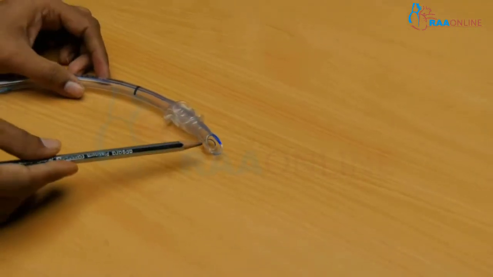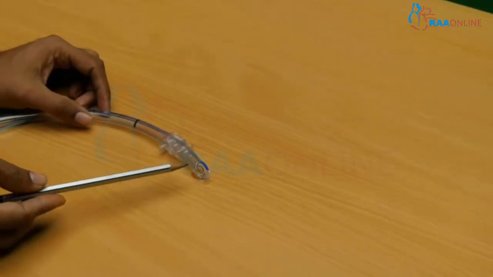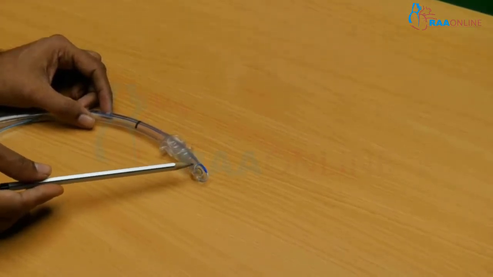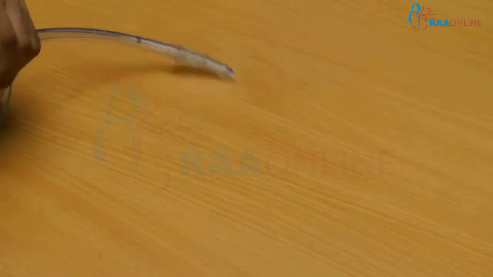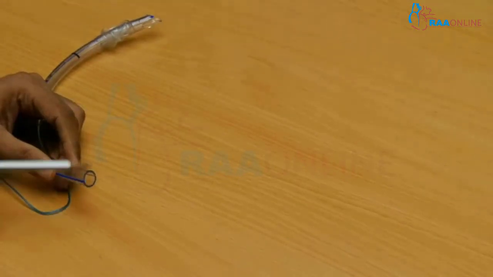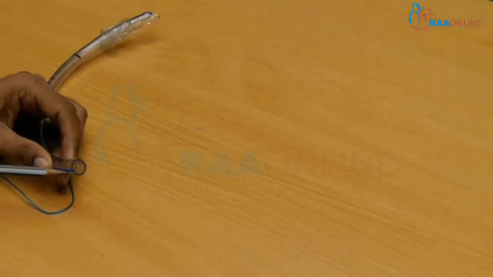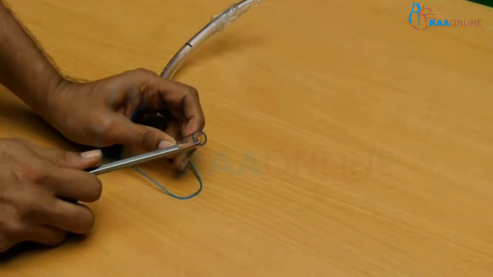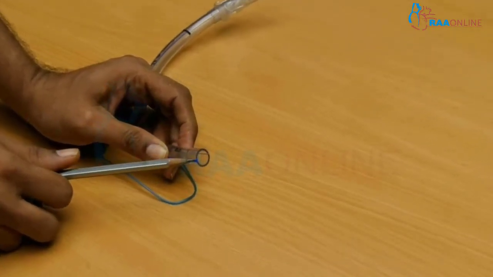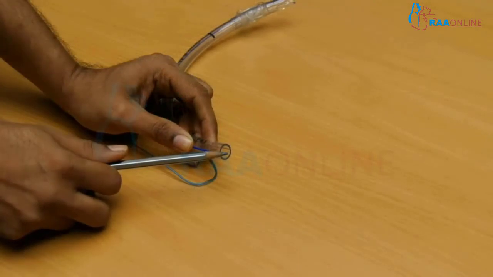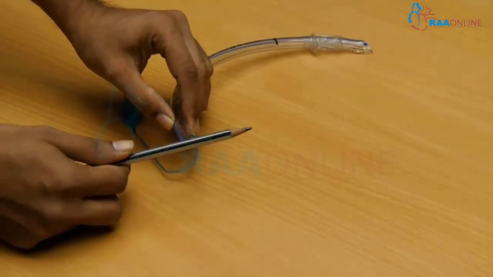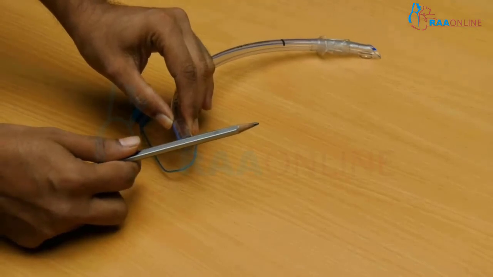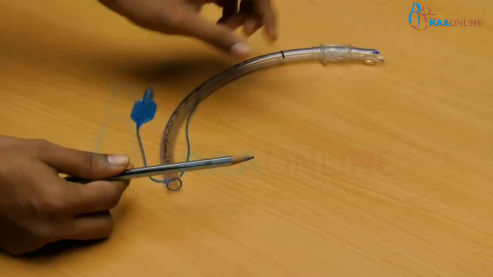Now, moving on to the bevel. Why is the bevel there? For two purposes. Suppose instead of a bevel end, it is a cylindrical cut. So, what happens is, if you put the tube inside the trachea, it gets occluded. If it comes in contact with the tracheal wall like this, it gets totally occluded.